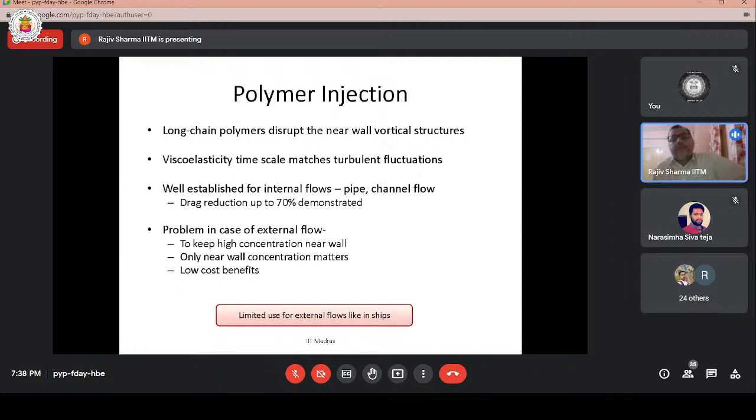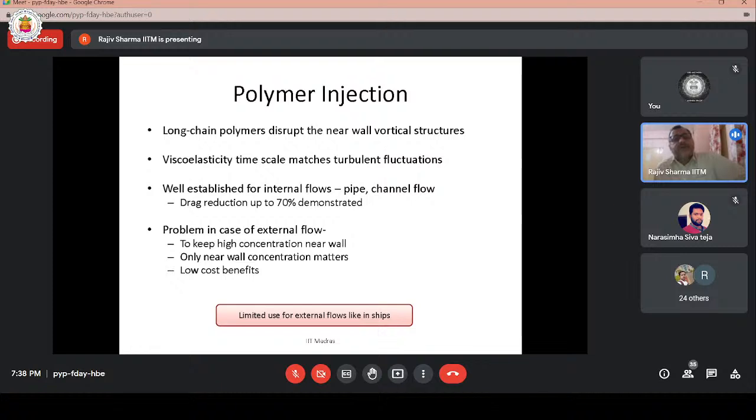Now, recall the previous slide. The vortical flow, or the vortical momentum transfer because of the vortices, is the major contributor to the drag. So if you have a protective layer around or near the wall which is disrupting or discouraging the formation of vortices, in that case, a part of the problem will be solved. The viscoelasticity time scale will match the turbulent fluctuations.